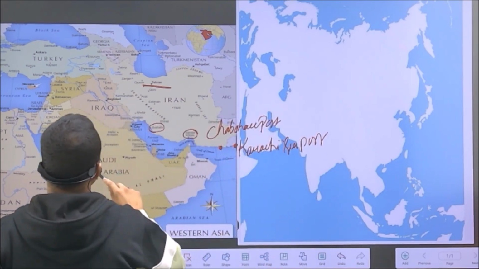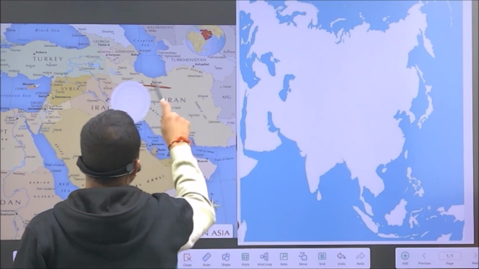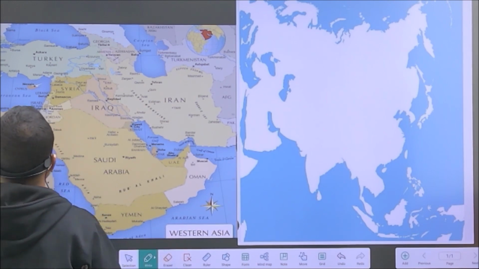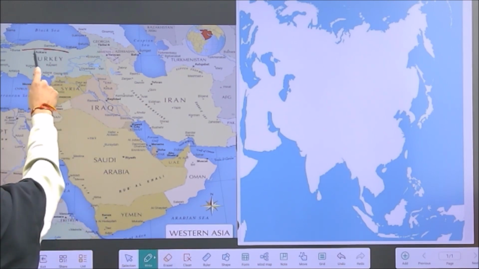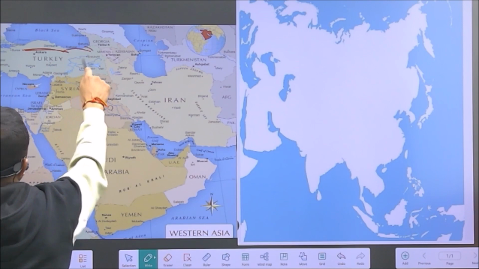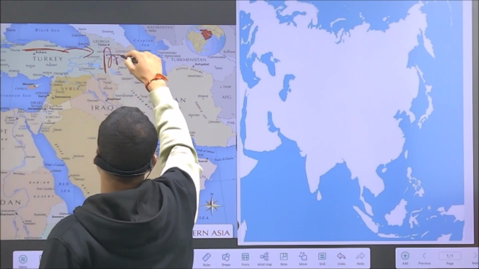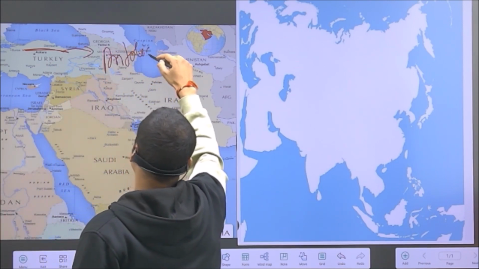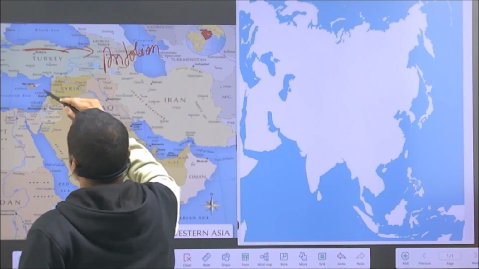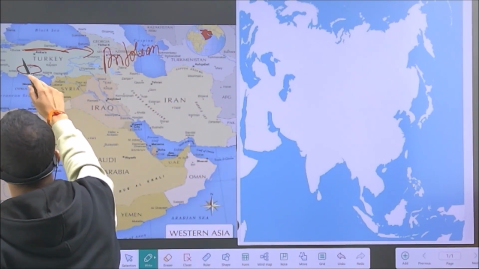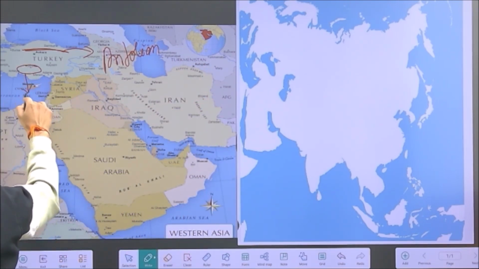Now I will discuss the Anatolian plateau. Here in Turkey you can see the Anatolian plateau, and here you can see the Taurus mountain.